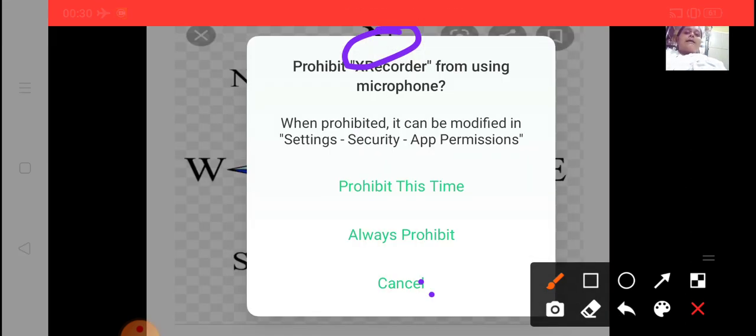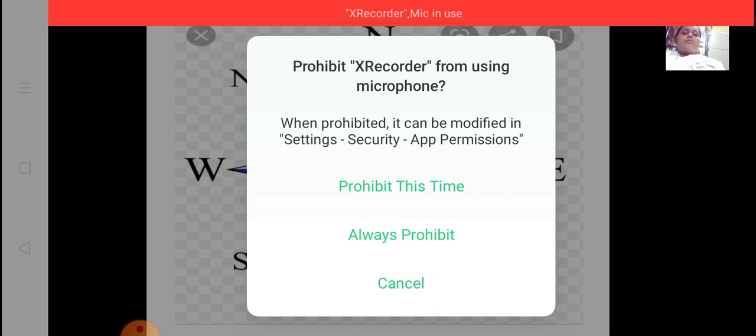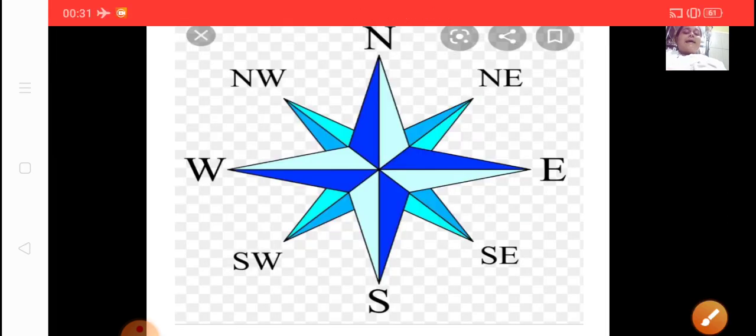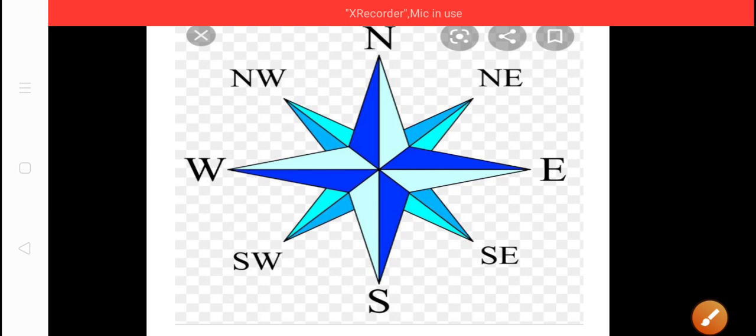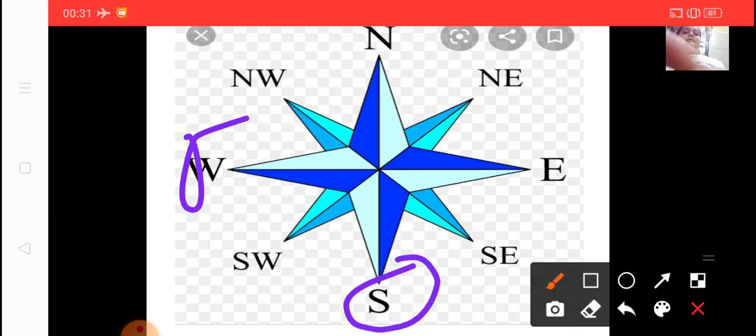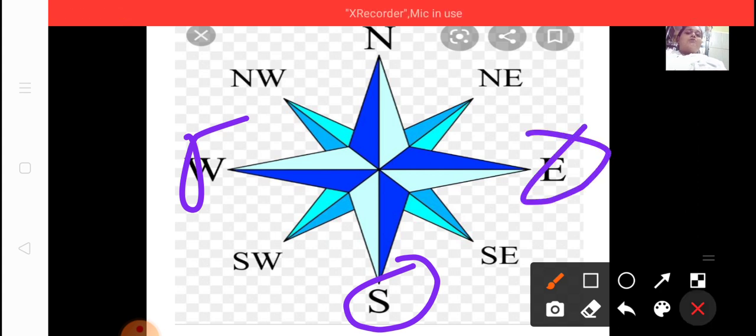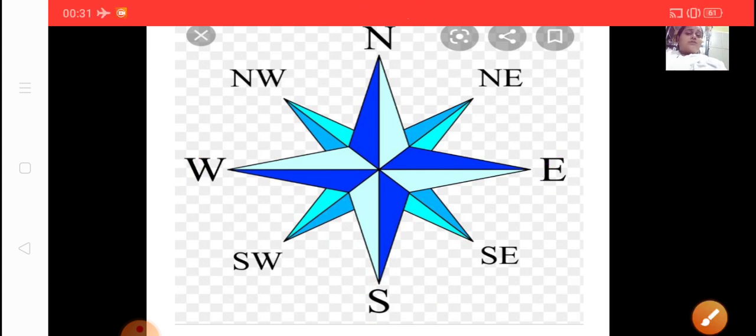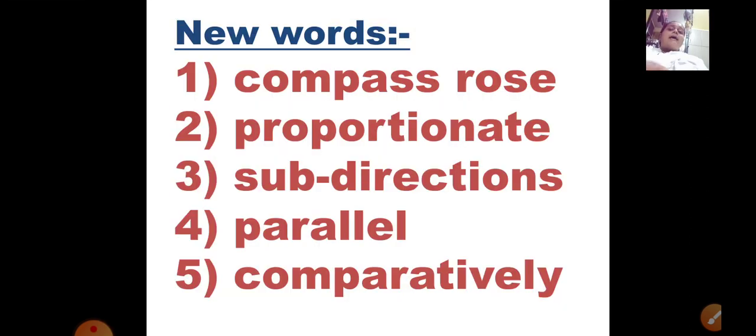Then this S, the down part, stands for south. This is west and this is east. So these are the four main directions. The compass rose helps us to tell the directions. What does the compass rose help? It helps us to tell the directions. So a compass rose is an instrument which helps us to show the directions.